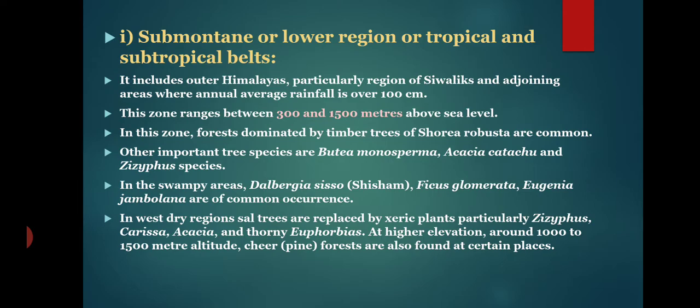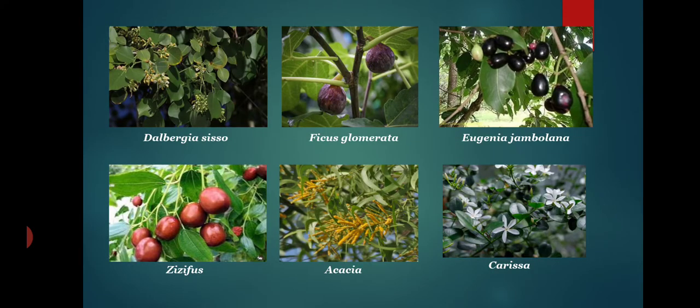One by one we can see the conditions in the submontane or lower regions, the tropical and subtropical belts. It includes the outer Himalayas, particularly the region of the Shivalik hills and adjoining areas where the annual average rainfall is over 100 centimeters. The zone ranges between 300 and 1500 meters. The species include Shorea robusta, Ziziphus species, Dalbergia sissoo, and Ficus glomerata. Somewhat mesophytic climatic conditions we can also see in that area. The tree flora types are most probably like those of our area, and in the case of gymnosperms we can see slight modifications or variations. Some of the important plants are Dalbergia sissoo, Ficus glomerata, and Eugenia jambolana.